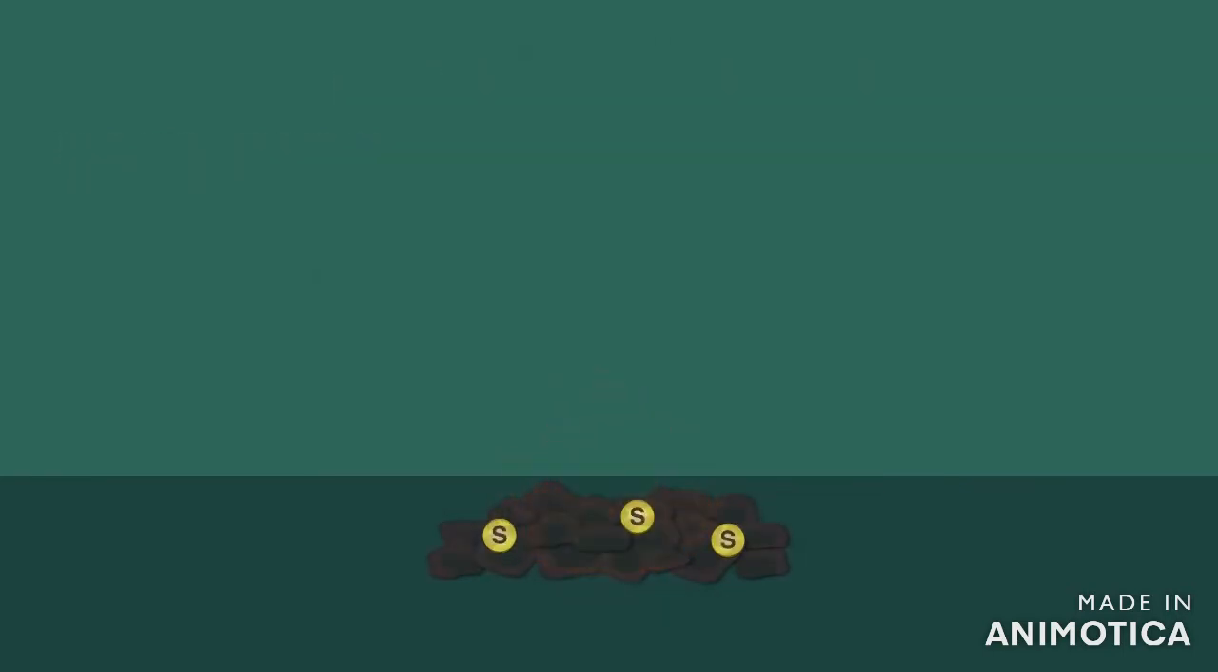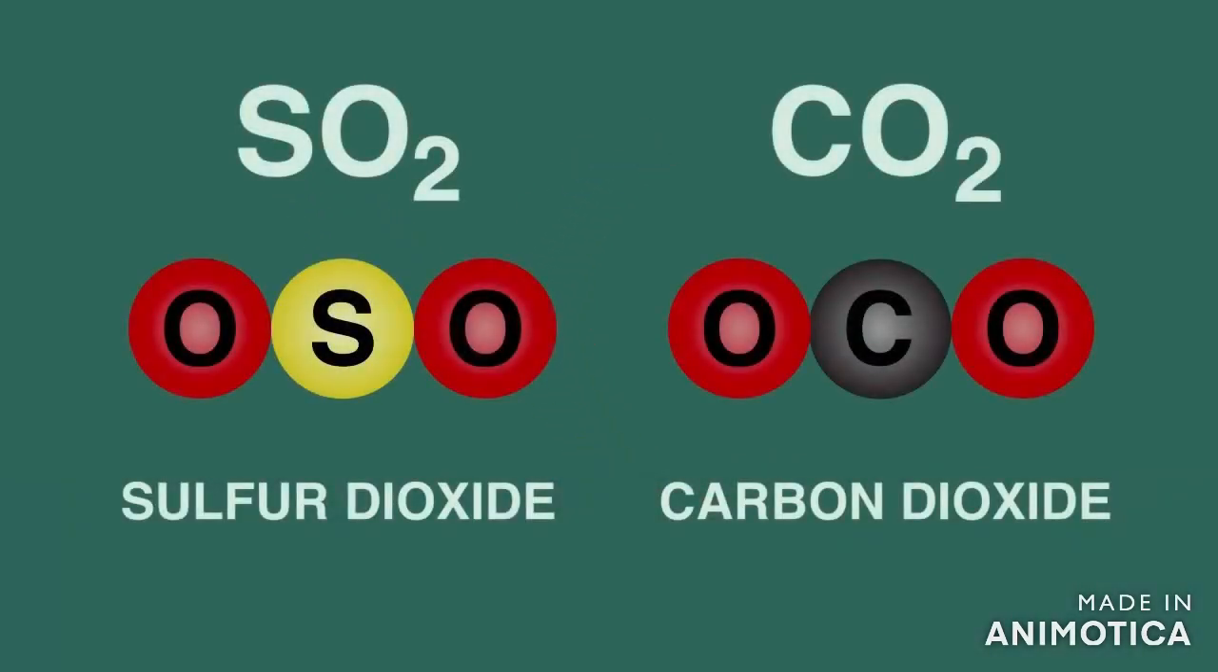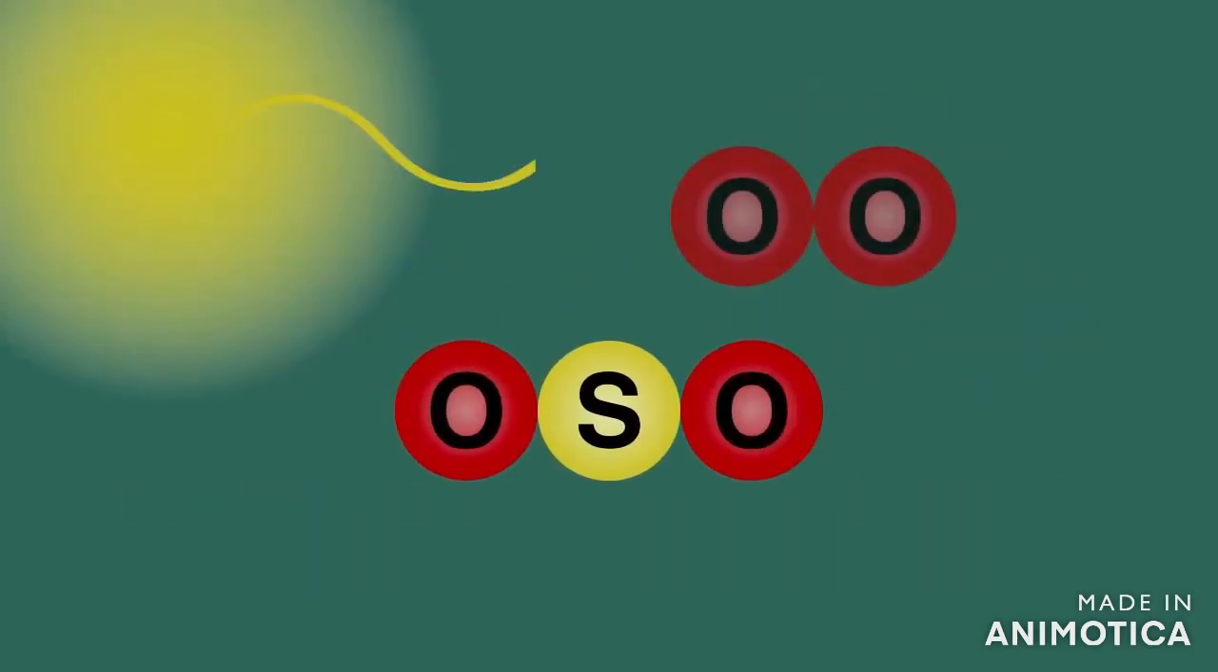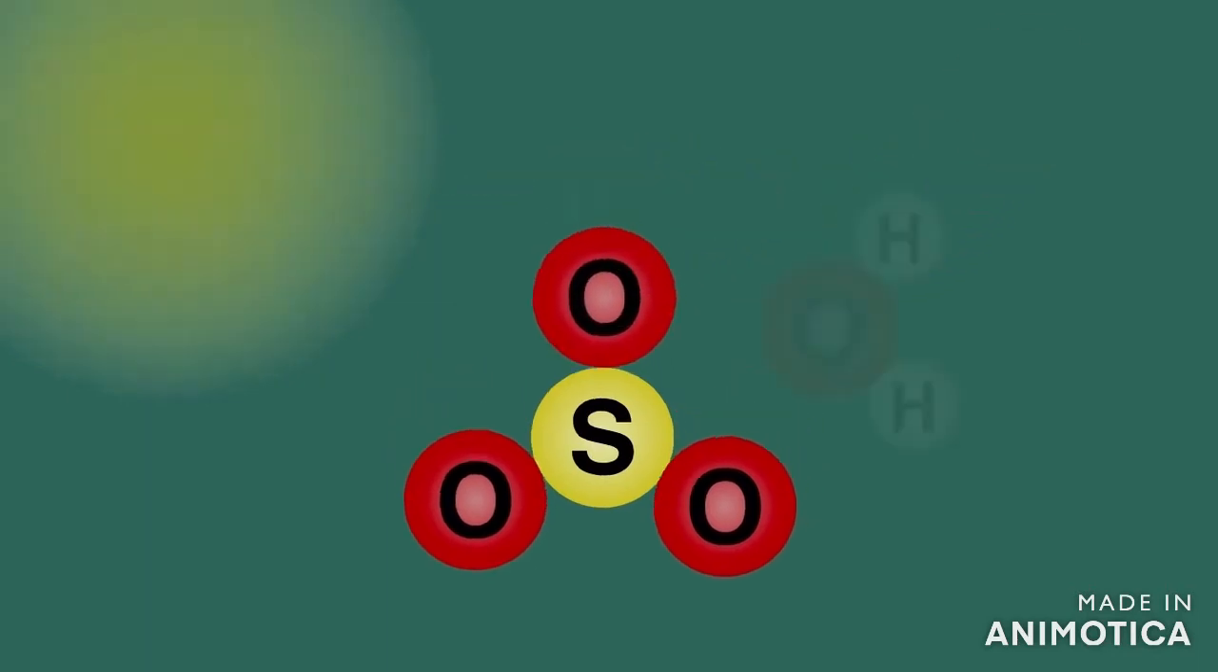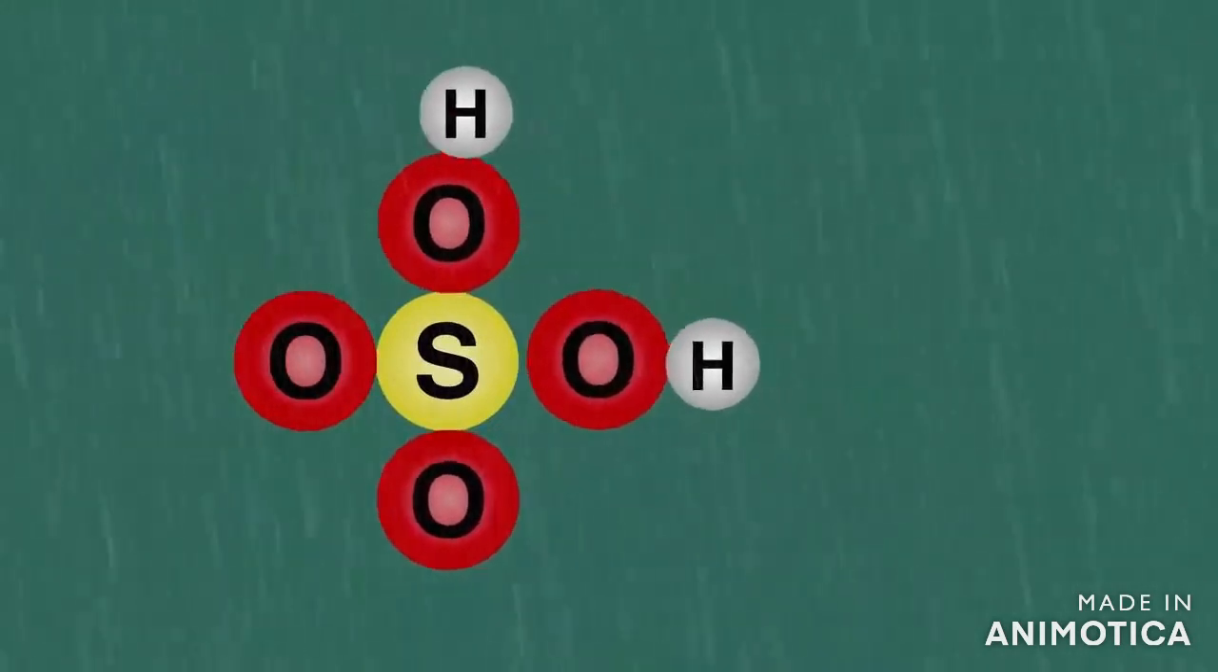When the coal is burnt, the sulfur and the carbon atoms join with the oxygen from the air and are released into the atmosphere as carbon dioxide and sulfur dioxide. In the presence of sunlight, a photochemical reaction will take place where sulfur will react with more oxygen to form sulfur trioxide. This dissolves in the rainwater, forming sulfuric acid.